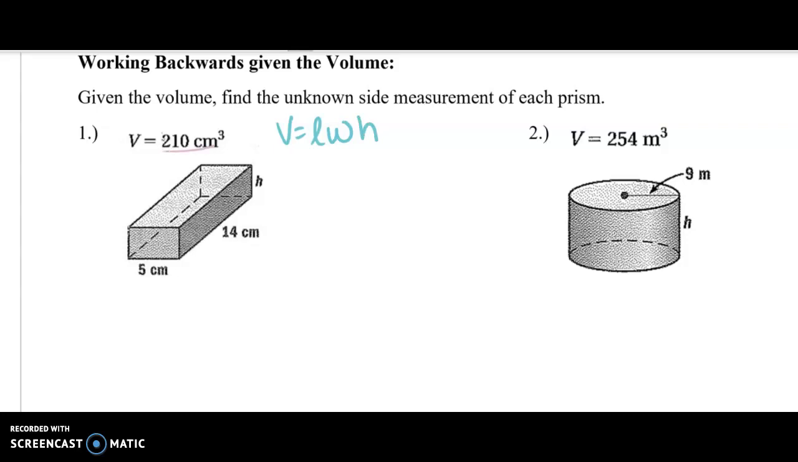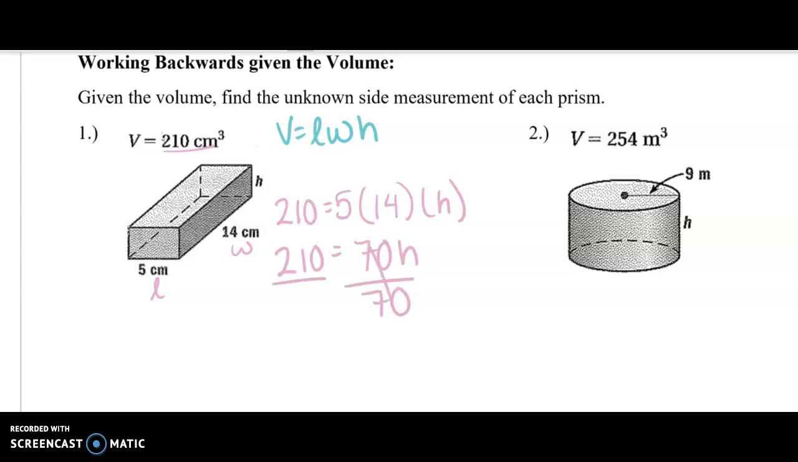We know that the volume is 210. That's going to be equal to my length, which is 5, times my width, which is 14, or vice versa, that doesn't matter, times h. My height is what I want to solve for. So 210 is equal to 14 times 5, which is 70, times h. To solve for h, divide both sides by 70, and your height is going to be 3 centimeters.